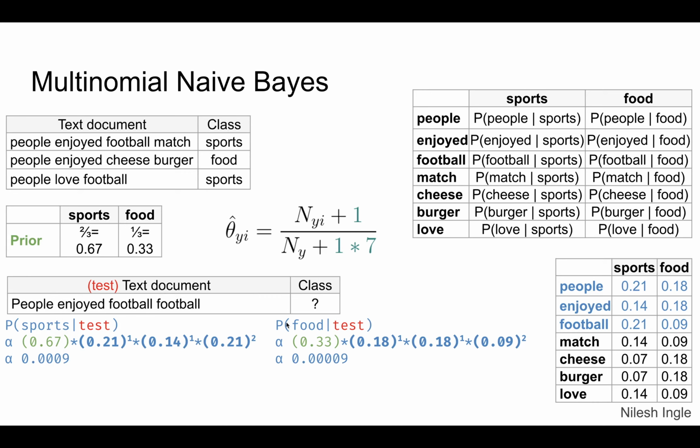And again on the right hand side the prior is 0.33, which is here, and then for the word people we have 0.18, and that's here. For the word enjoyed we have 0.18, and then for football we have 0.09, which we have here, and when we multiply this we get a value of 0.00009.